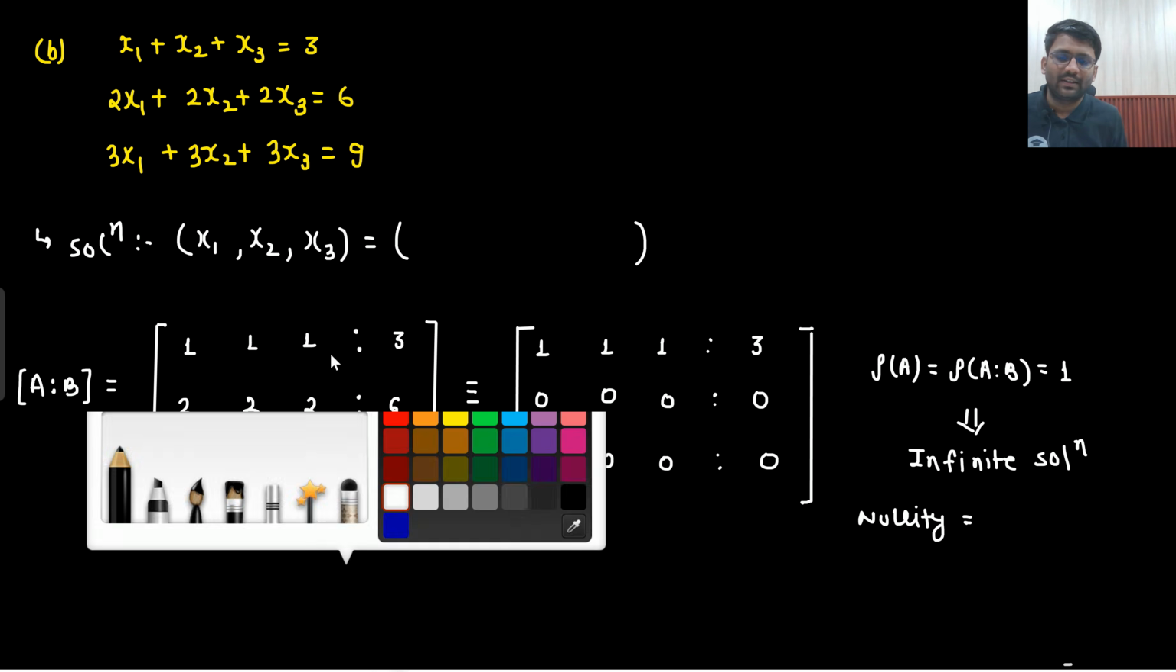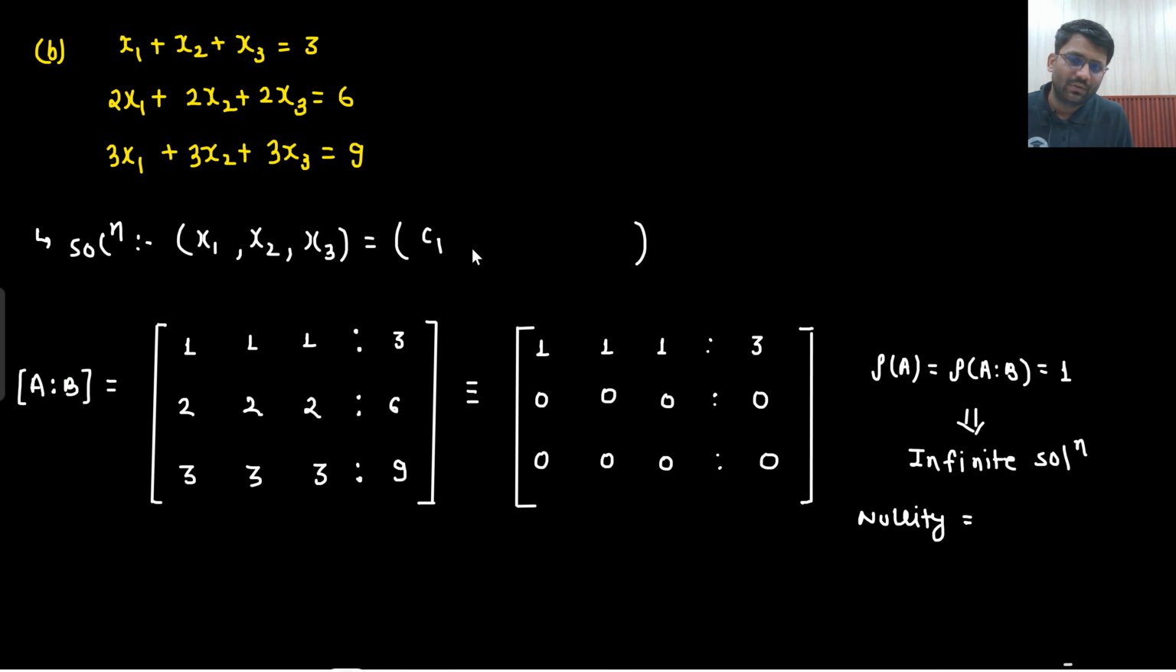Actually, we assumed that x1 is, if I am taking the value of x1 as c1 and x2 as c2, then the value of x3 will be 3 minus c1 minus c2. So this is also free, this is also free. So both are free variables. But this one is dependent.